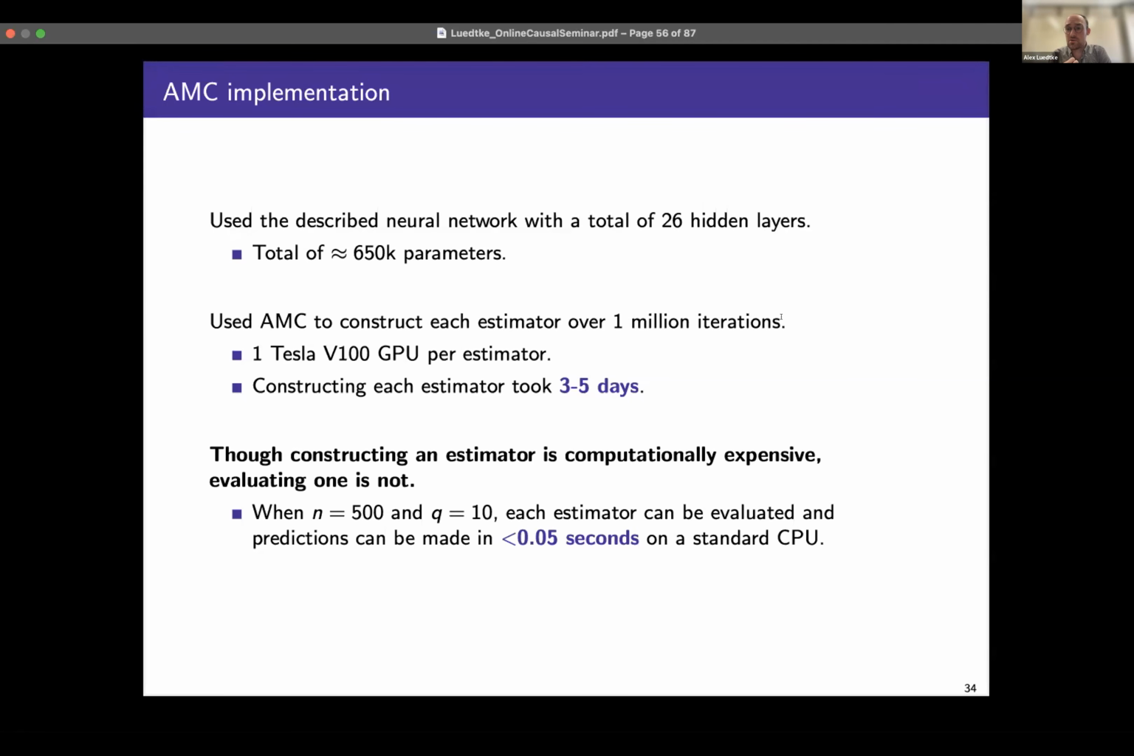One thing to note is that once they're constructed, we can just evaluate them. We don't need to reconstruct the estimator every time we want to use it. We just save the 650,000 neural net weights, and we can use those in the future. So as a note, though constructing the estimator is computationally expensive, evaluating one really is not. To evaluate a single one of these estimators in a single model at a single sparsity level, if you have 500 observations and 10 features, we can do this on a standard CPU in under a 20th of a second. Okay, so training is very expensive. Evaluating these things is very, very simple.